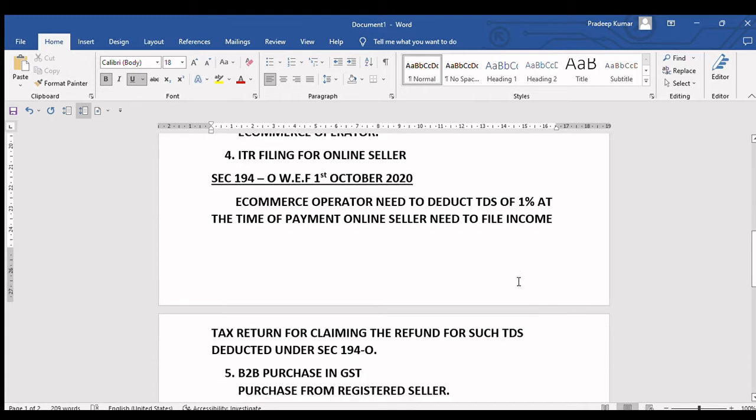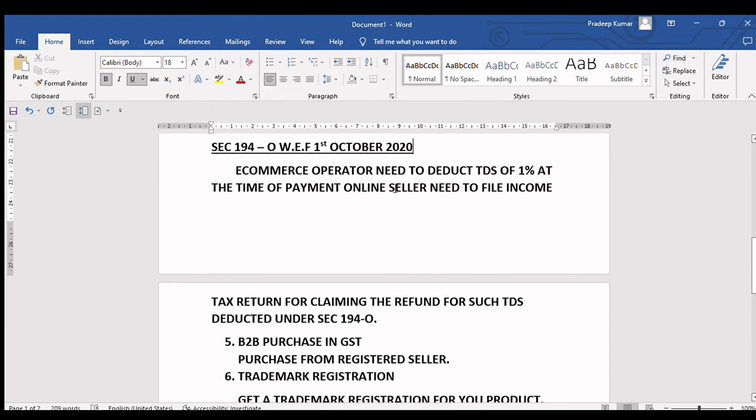So guys, you will get the input of TDS on filing income tax, not in GST. You will not get the 1% input. In GST you will get the input of 1% in TDS.